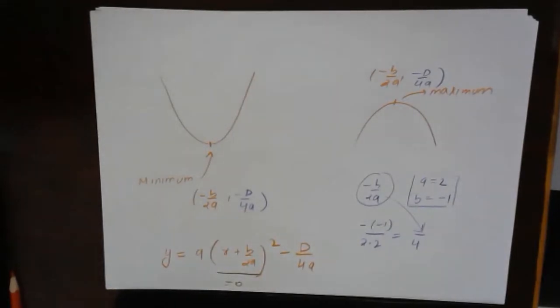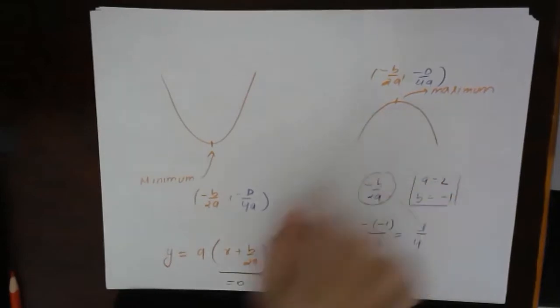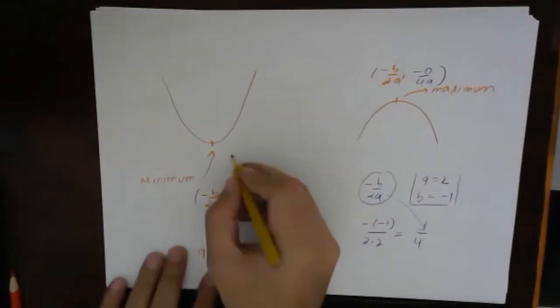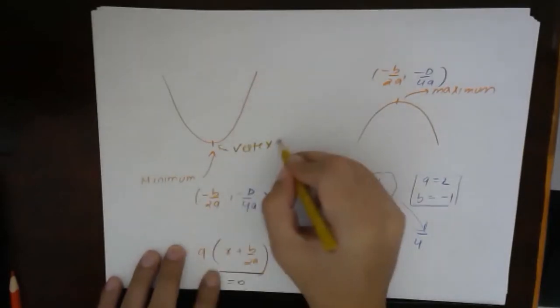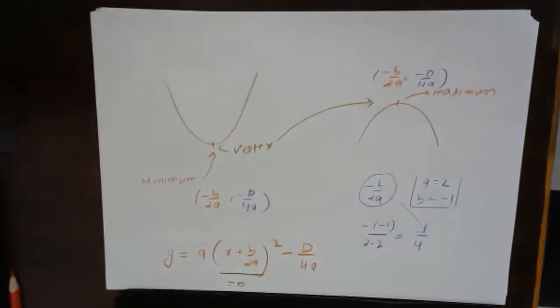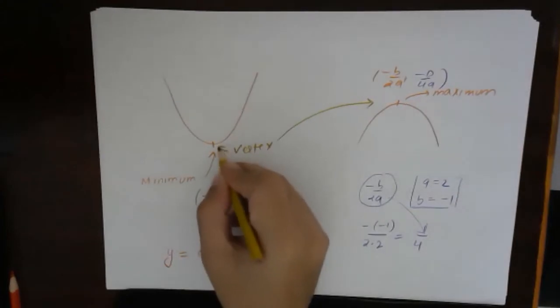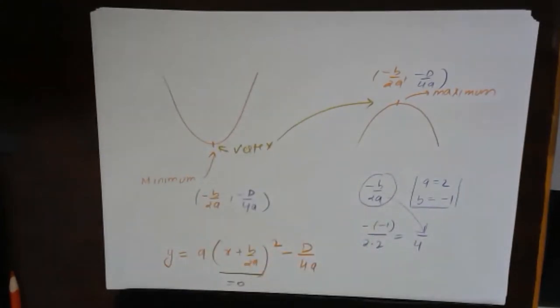And we have a very special name for these points, the maximum or minimum point. This is called the vertex. These points are called the vertex. I hope everybody understood what a quadratic expression basically is and some terms related to that.